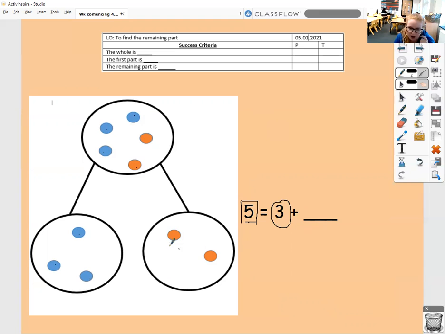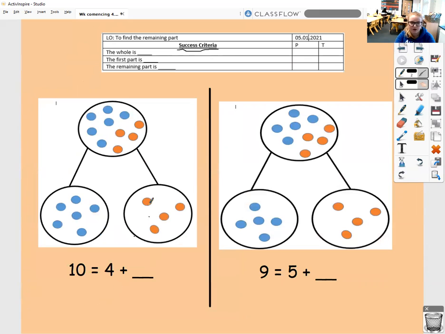The remaining part. So I know that this is my whole. This is my first part. So this is my remaining part. So the remaining part is 1, 2. The remaining part is 2. So let's say our number sentence, 5 equals 3 plus 2. Or we can say it as our success criteria. The whole is 5. The first part is 3. The remaining part is 2.